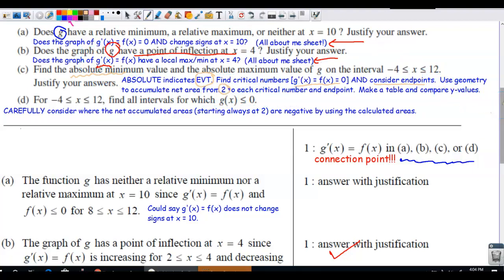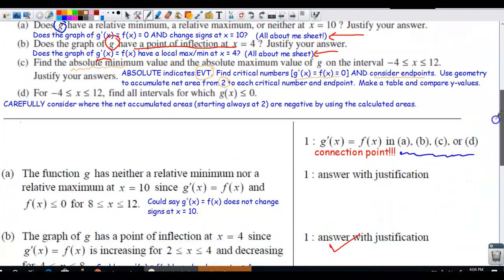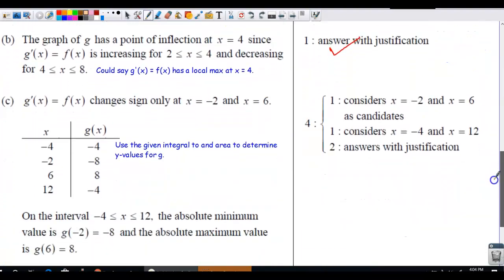Let's look back up here at that. So whenever we're finding a G value, we accumulate areas starting at 2. So that's going to be really important. And then we're going to make a table of values, and we're going to compare those Y values.